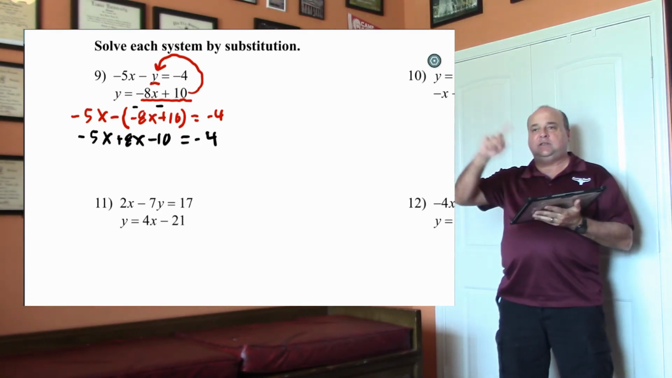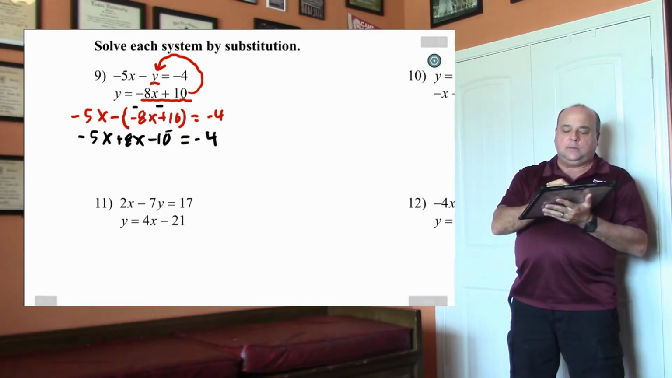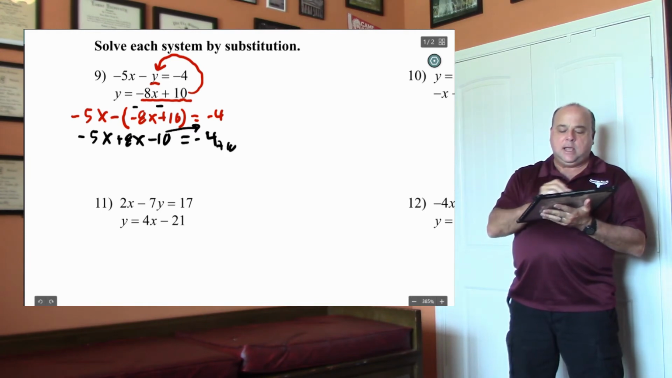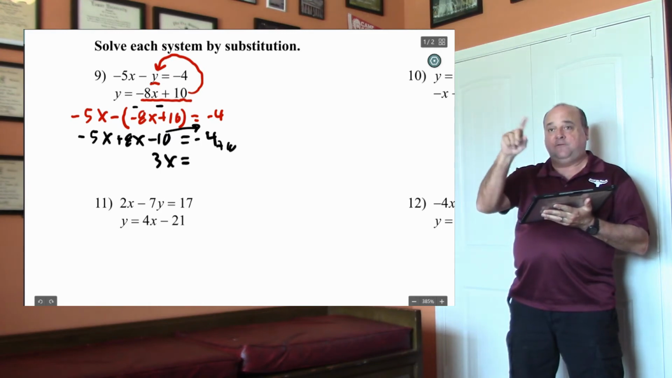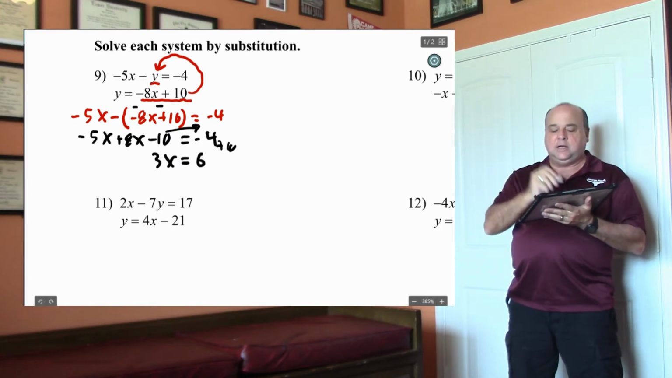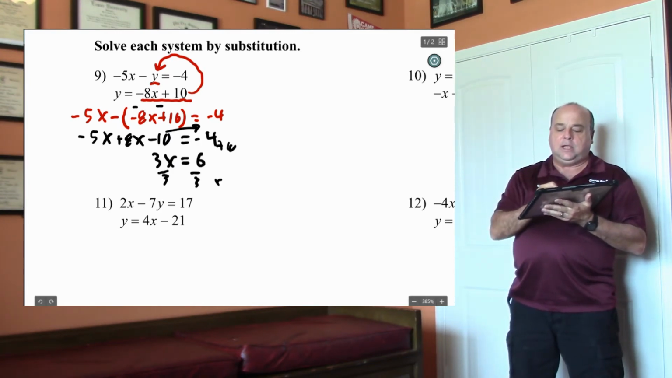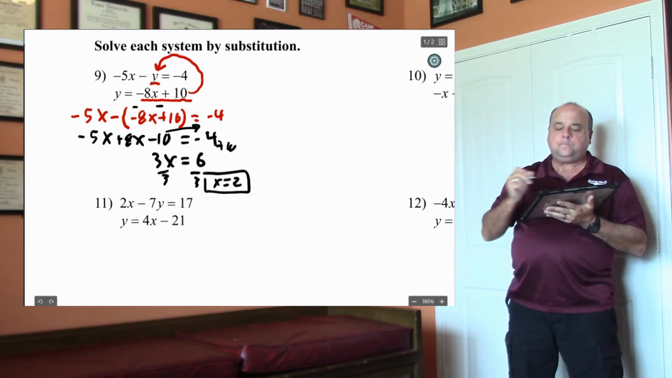I'm going to group my x's and move that 10 across, right? So I'm going to move the 10 across plus 10, and negative 5x plus 8x is 3x equals negative 4 plus 10 is 6. I'm going to divide by 3, and I would get x equals 2, wouldn't I?